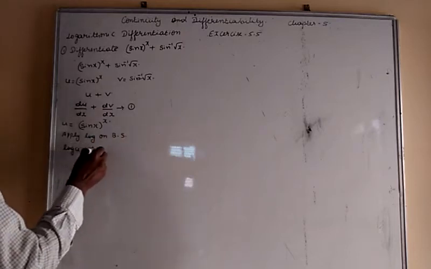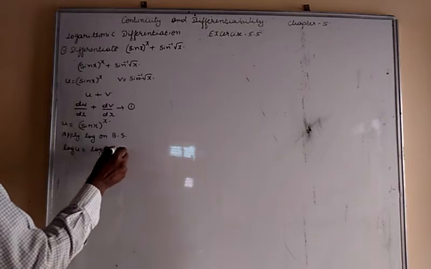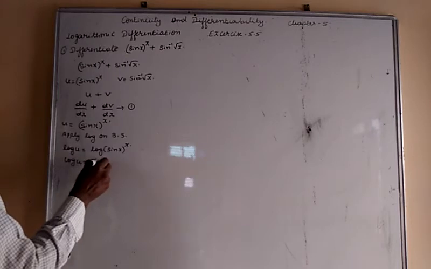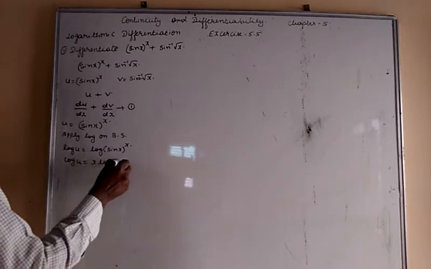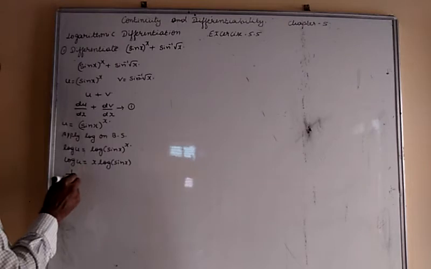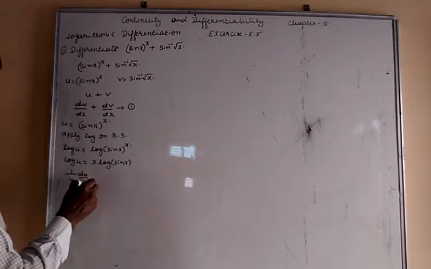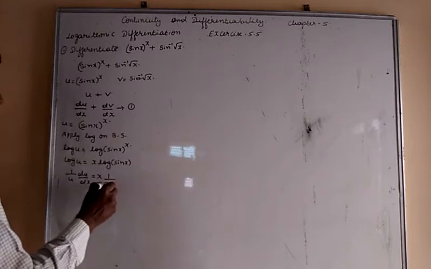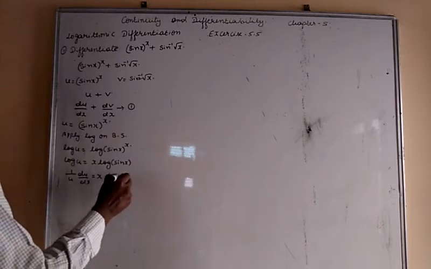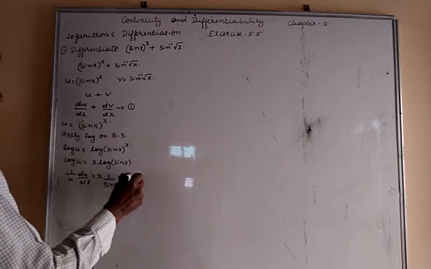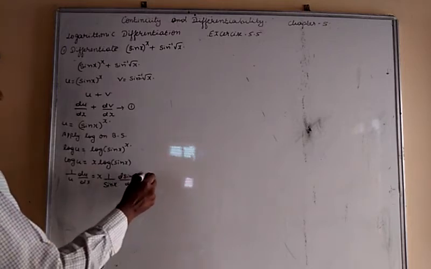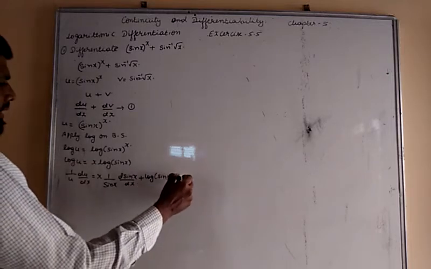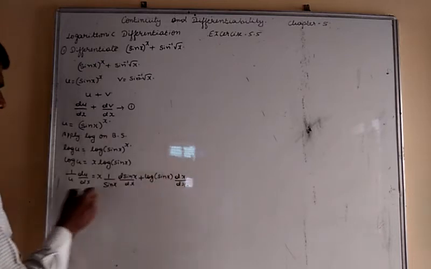Log u is equal to log of (sin x) to the power of x. Log u is equal to x log of sin x. Then 1 by u du by dx is equal to first function into differentiation of second function. Log x differentiation is 1 by x. In the place of x, sin is there, 1 by sin x. Again differentiation of sin x, chain rule, plus log of sin x, again x differentiation, you have to differentiate x.